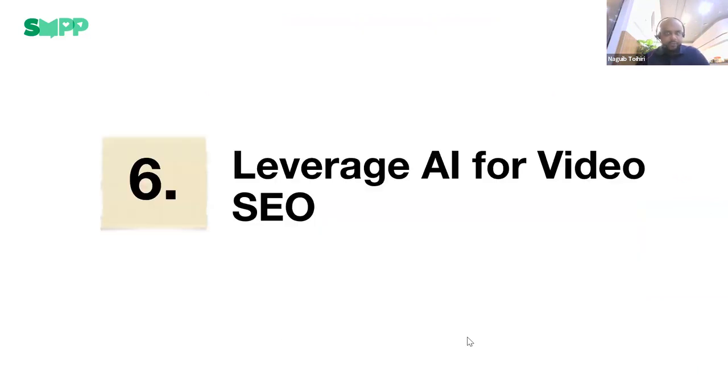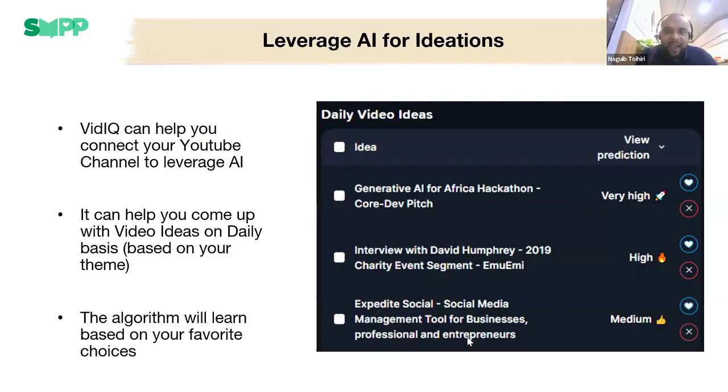Next section is about AI for video SEO. So I've listed a couple of tools that I found very interesting. Those are tools that I've used myself, and I really encourage you to discover them. One of them is called vidIQ, and you can easily connect this tool with your YouTube channel. Once this is done, it helps you generate some video ideas. The more videos you have on your channel, obviously, the more precise the suggestions will be. But the good thing is it will help you come up with video ideas on a daily basis, and the algorithm will learn as well based on your favorite choices.